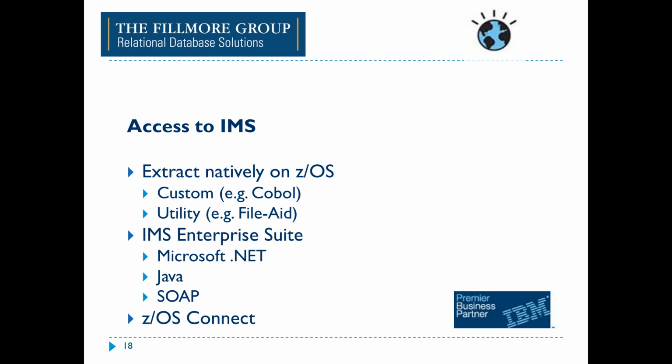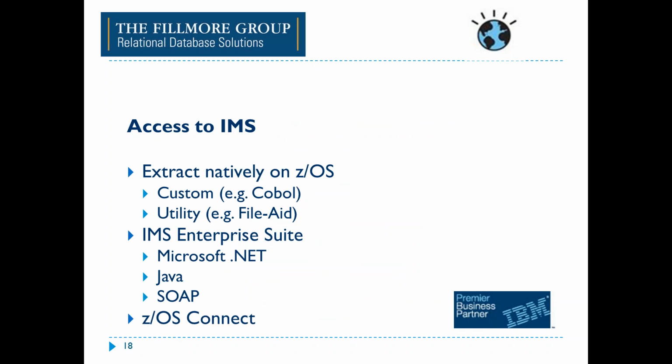So how do I get access to IMS data? One is to extract it natively on z/OS, and this is the way people have been doing it for decades. They write a custom program. They write a COBOL program that actually extracts the data, writes it to a flat file or a sequential file, and then moves it off the platform using something like FTP. So technologies that have been around literally for decades, and people started doing this because there was no other way to do it, and they've been doing it the same way successfully for years.